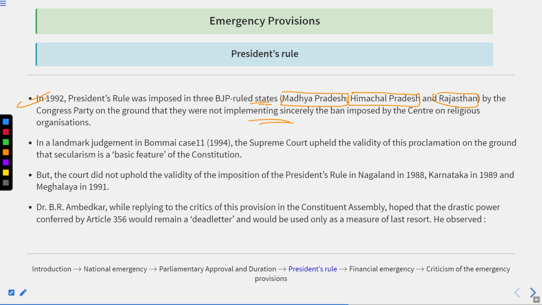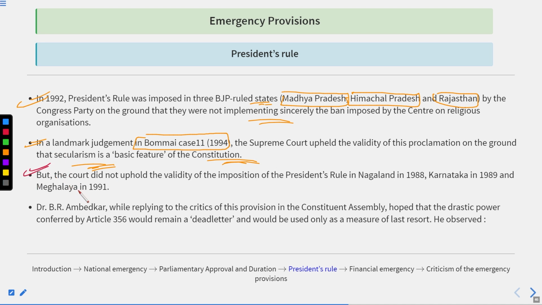Okay. In the landmark judgment in the Bommai case, 1994, the Supreme Court upheld the validity of this proclamation on the ground that secularism is a basic feature of the Constitution. All right, it means that the ban on the religious organizations was upheld because the state's intention to curtail the secularism provision would otherwise be shown.